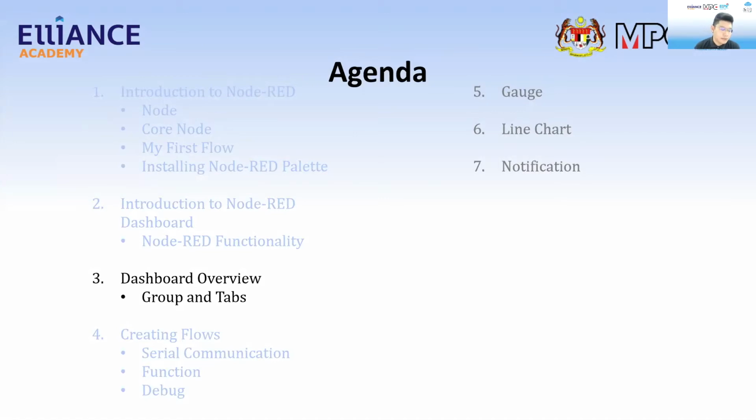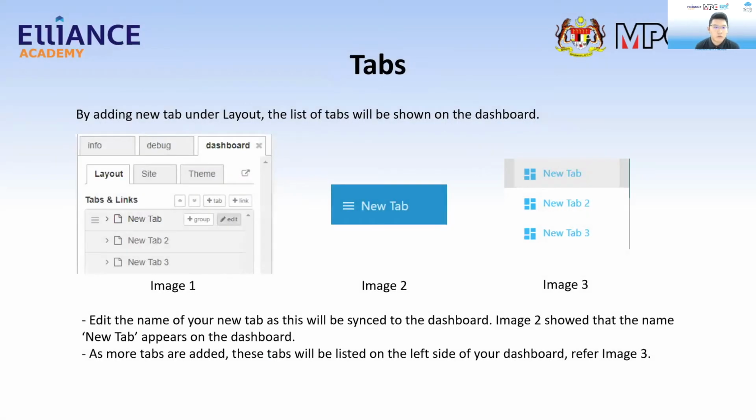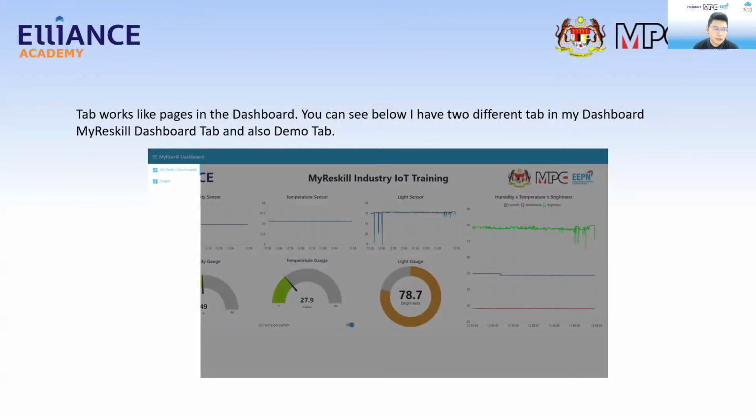So the next thing we'll go through is actually groups and tabs. Okay, groups and tabs in the dashboard. Okay, tabs. By adding a new tab under the layout, the list of tabs will be shown on the dashboard. Okay, so these tabs is like different dashboard pages. You can create 3 different dashboard pages. You can see in the image here. So this new tab 2, and new tab 3 is actually 3 different dashboard. So you can see tab works like pages in dashboard.